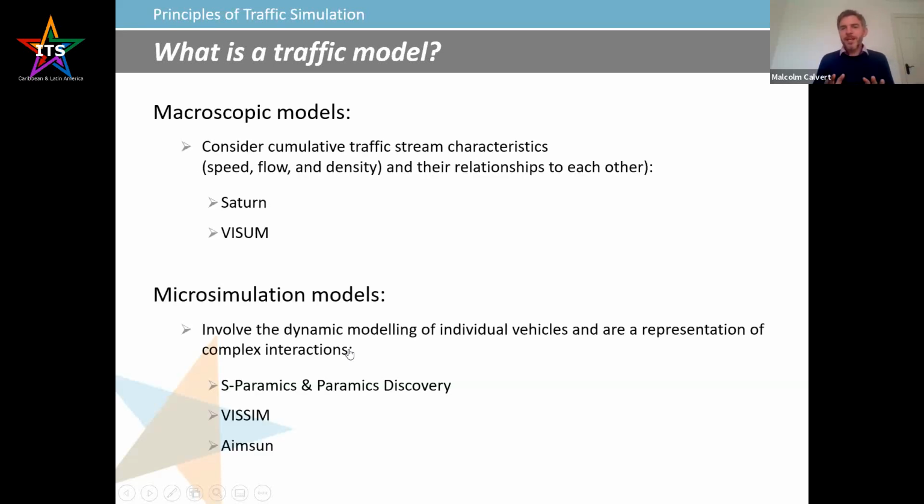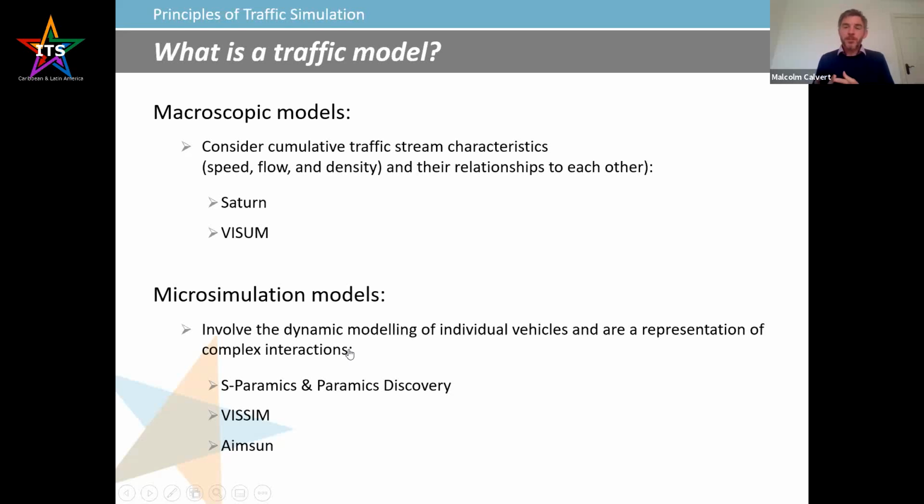Now, there's two broad categories of traffic models that are used in the transport planning industry, and we could call these macroscopic models and microsimulation models. The macroscopic tends to look at cumulative traffic stream characteristics, so that might be average speeds or flows or densities on a road network. And there's a couple of examples of products that use those.